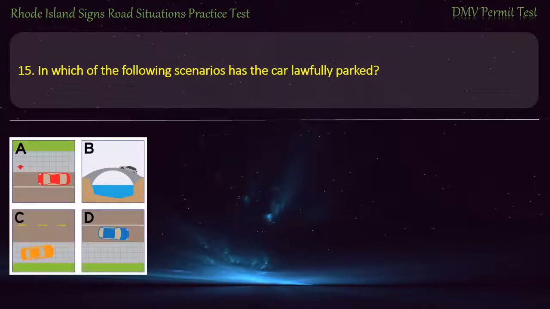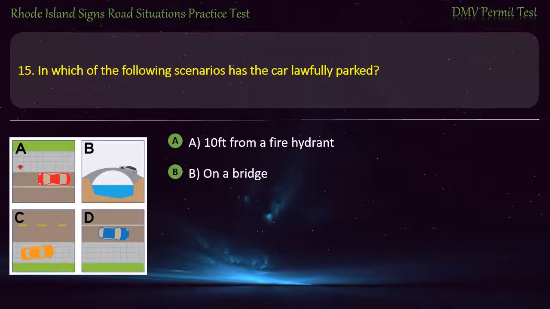Question 15. In which of the following scenarios has the car lawfully parked? A. 10 feet from a fire hydrant. B. On a bridge. C. On the sidewalk. D. 14 inches from the curb. Answer. A. 10 feet from a fire hydrant.